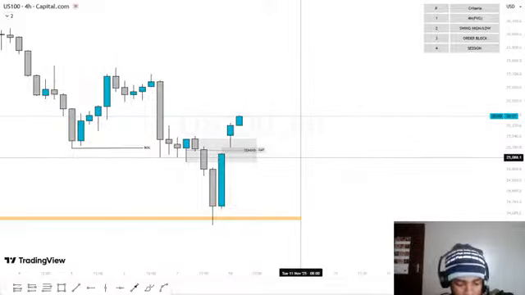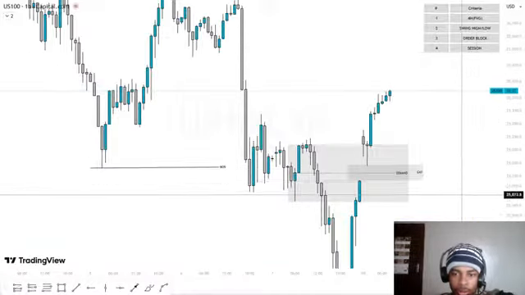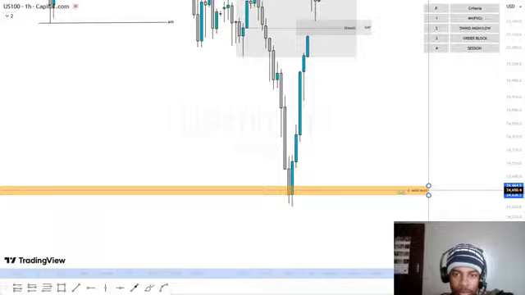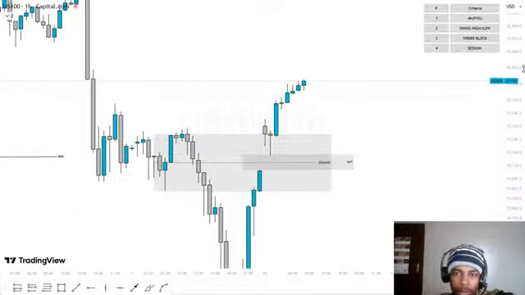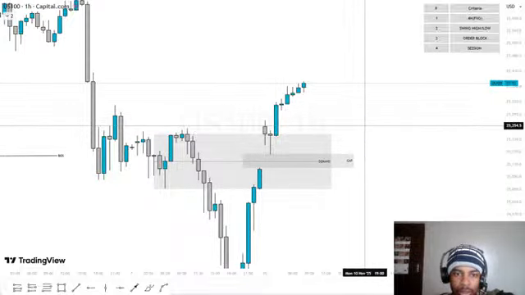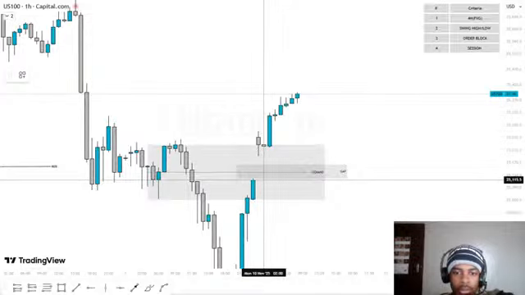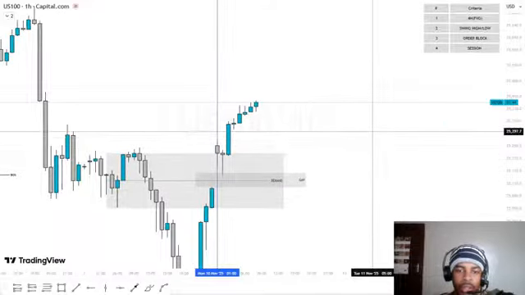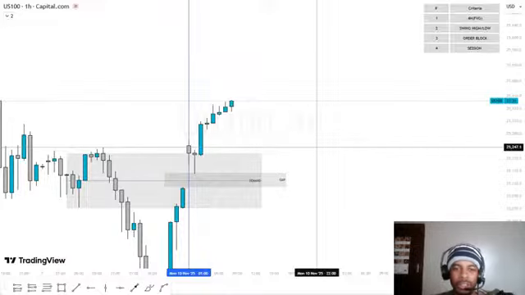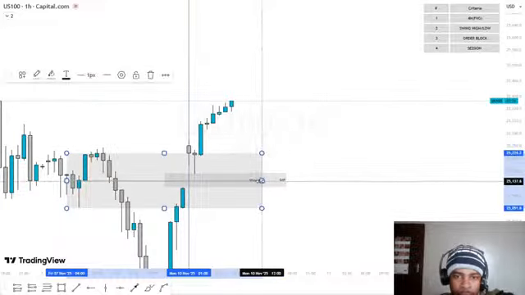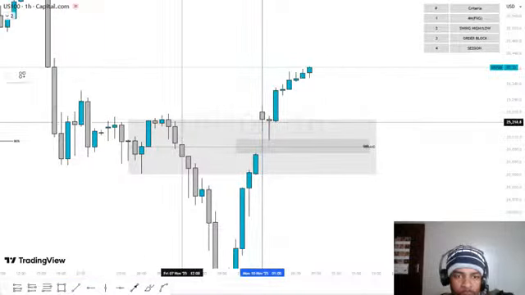I go to my 1 hour to simplify the strategy and see properly what's happening. Simplicity is key, guys. I mark up my midnight, and 1 a.m. I look for my swing low and my swing high.